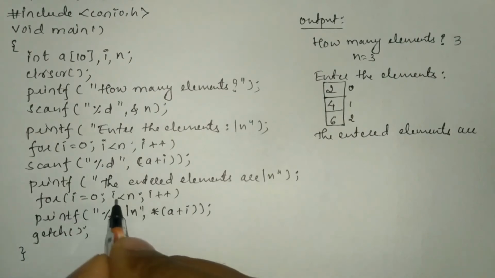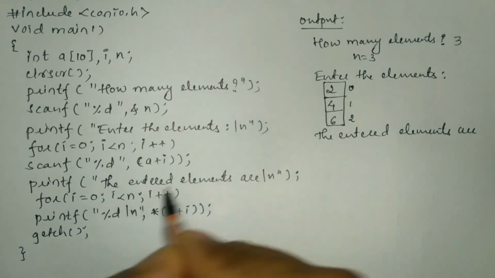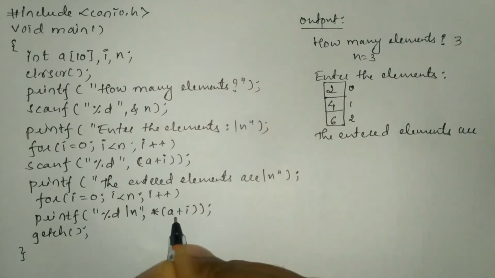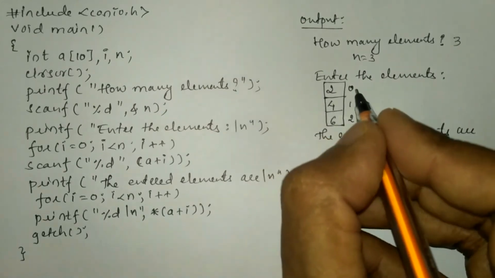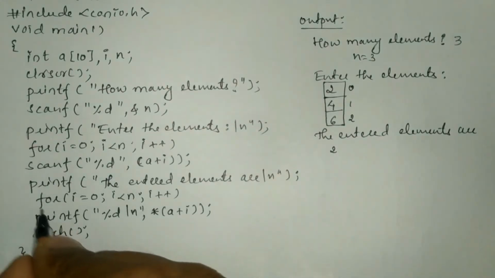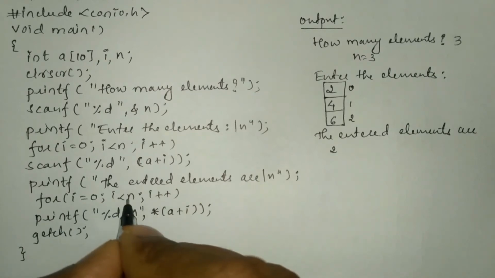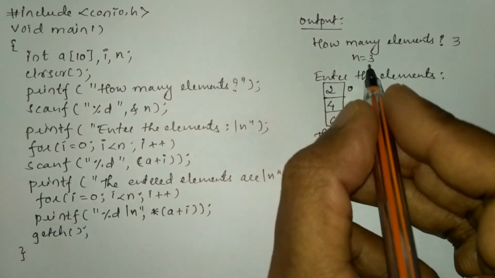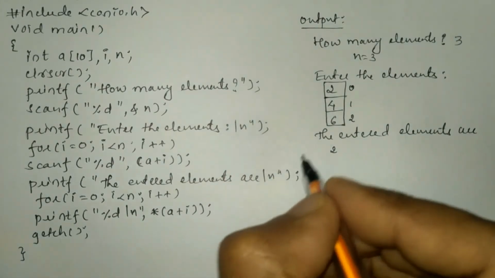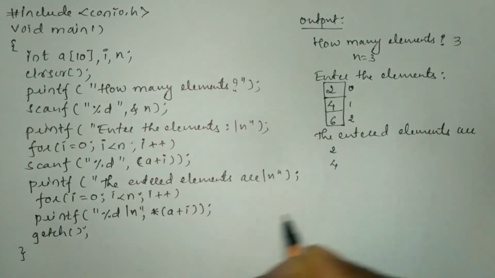For i is equal to 0, here i is less than n. n value is 3, i value is 0. 0 is less than 3. Yes, condition is true. Once the condition is true, it is going to print the value stored in a of 0. So a of 0 consists of what? 2. So it is going to print 2. Again control transfers to the for loop by incrementing the value of i by 1. Now i value is 1. 1 is less than 3, n value is 3, so it is true. Once it is true, again it is going to print the value stored in the next block, that is a of 1, consisting of 4. So it is going to print 4.